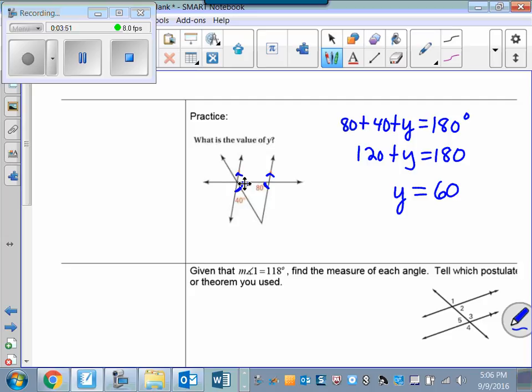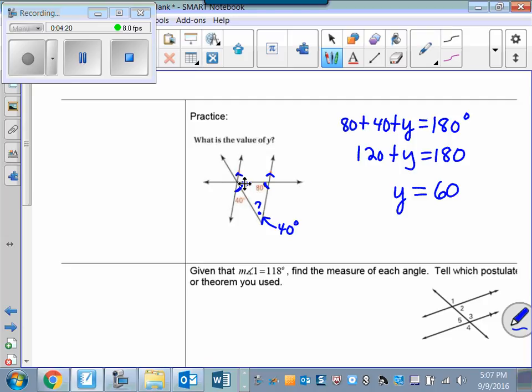All right, so let me ask you this. If angle y there measures 60 degrees, what does this angle right here measure? Well, it would have to be 40 degrees, right? Because we know that the sum of the measures of a triangle is 180 degrees, and if one is 80 and one is 60, that's 140. So 180 minus 140 would give me 40 degrees for that angle.